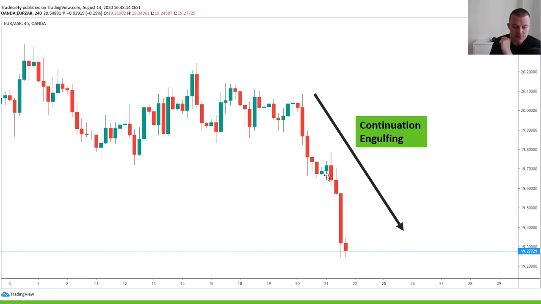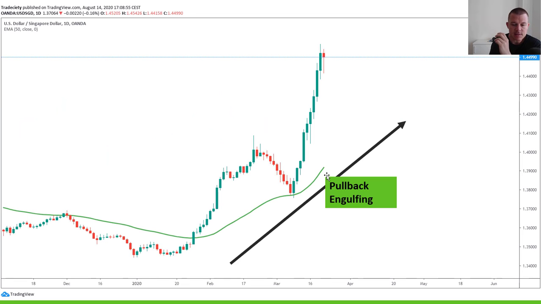Here is the pullback engulfing candle with the moving average. I use a 50 EMA, which is generally considered a medium-term trend following moving average. And what you want to do is look for a trending market, then wait for the market to pull back into the moving average. And then once the market hits the moving average, you wait for a candlestick signal.